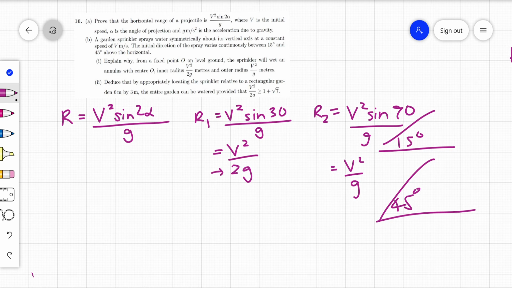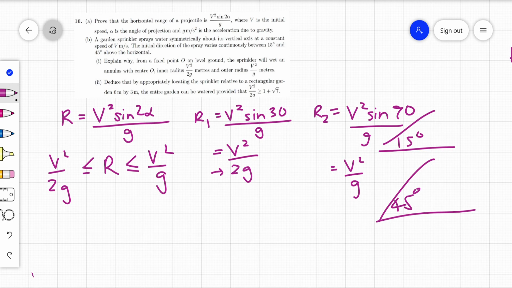So R1 is half of R2, so the range when we do 15 degrees falls halfway compared to the range when we're on an angle of 45 degrees. So you think about it, R is between V squared on 2G and V squared on G.